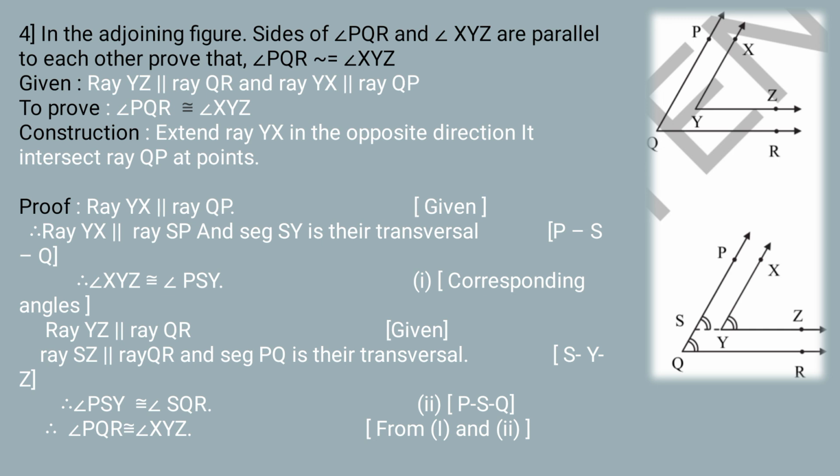Ray YZ is parallel to ray QR is also given. Therefore, ray SZ is parallel to ray QR and segment PQ is their transversal. Therefore, angle PSY is congruent to angle PQR, equation 2, by corresponding angles. Therefore, angle PQR is congruent to angle XYZ from 1 and 2.